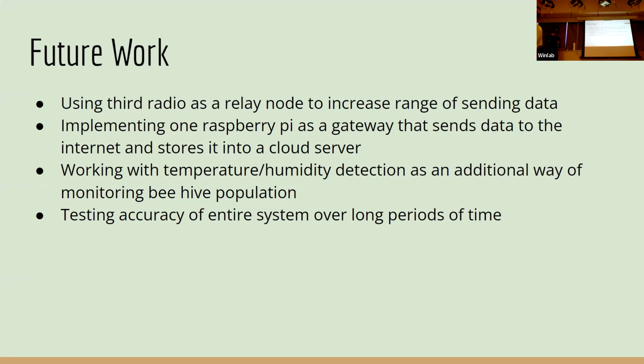In addition to that, in order to increase the accuracy of the bee detection and to see how well the beehive is working, we can also install temperature and humidity sensors on the beehive itself. And finally, we can test the accuracy of our entire beehive over long periods of time.